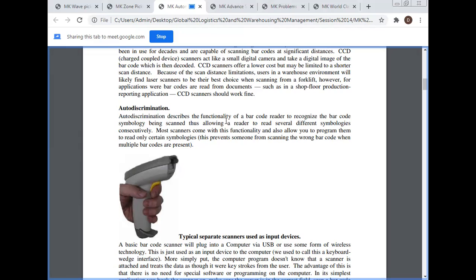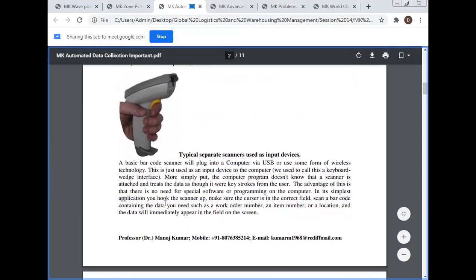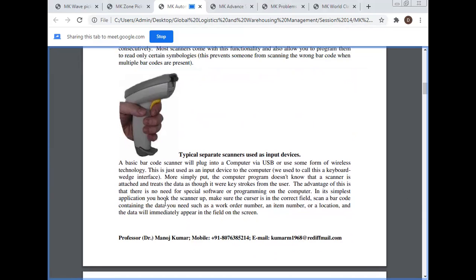Autodiscrimination describes the functionality of a barcode reader to recognize the barcode symbology being scanned, thus allowing a reader to read several different symbologies. Most scanners come with this functionality and also allow you to program them to read only certain symbologies. This prevents someone from scanning the wrong barcode when multiple barcodes are present. A basic barcode scanner will plug into a computer via USB or use some form of wireless technology. This is just used as an input device to the computer.